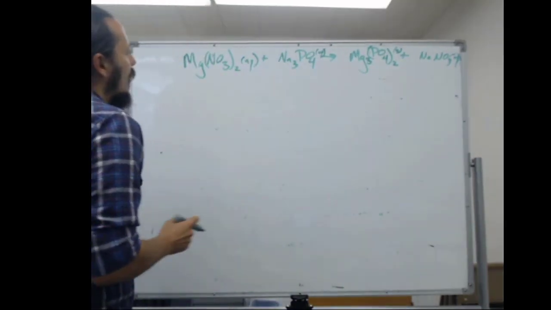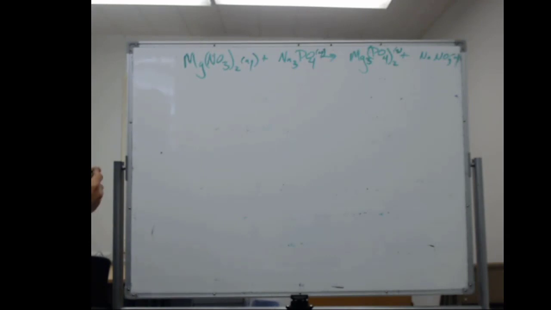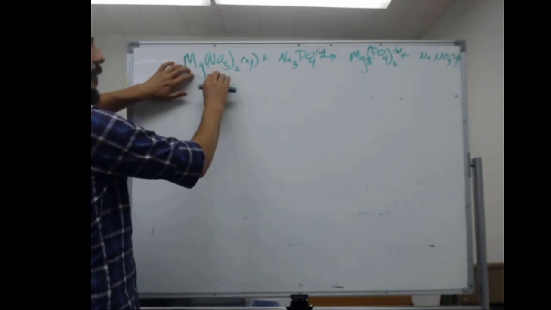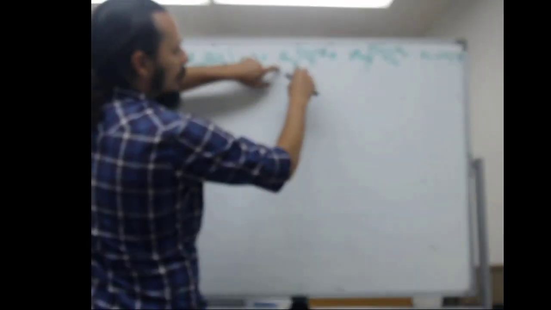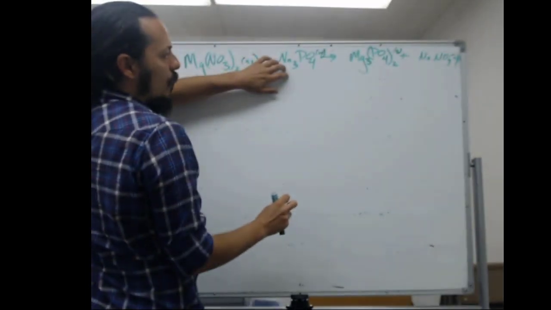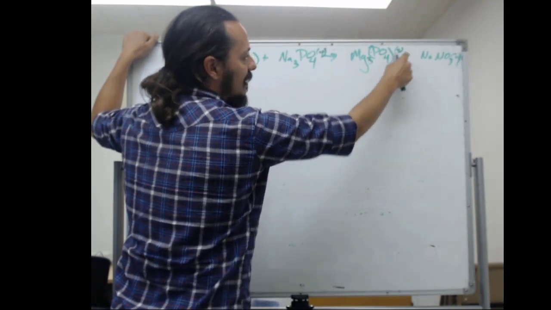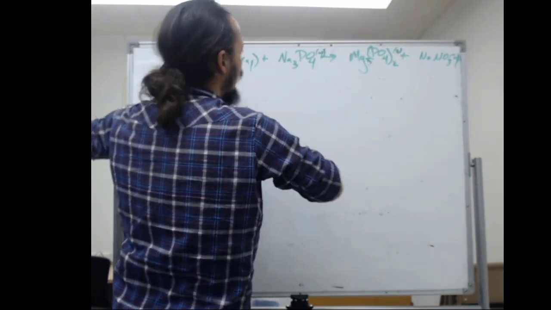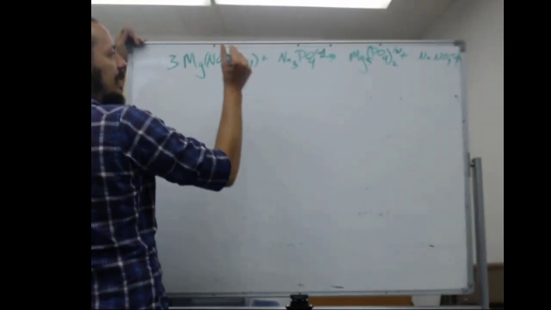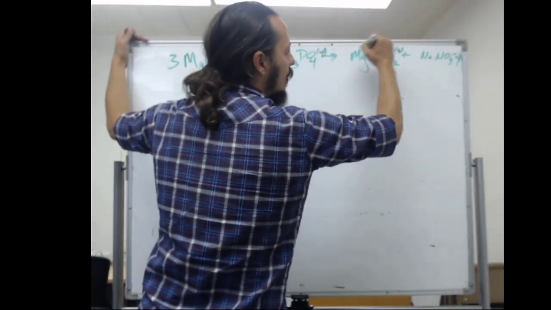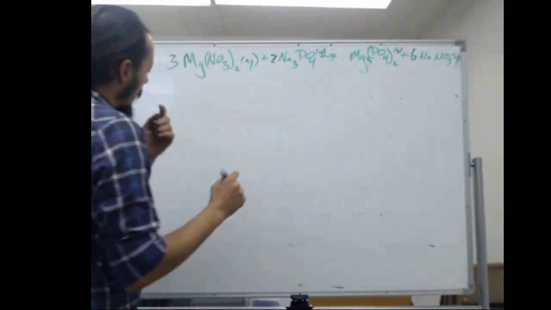Okay, so I went ahead. I already charge balanced these things. +2, -1 twice, +3, +1 three times, -3. The 3, 2 balancing, this is going to be a -6, that's a +6. Our balancing coefficients will end up being 3, 2, 1, 6.